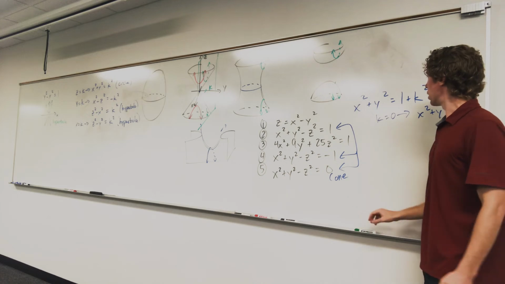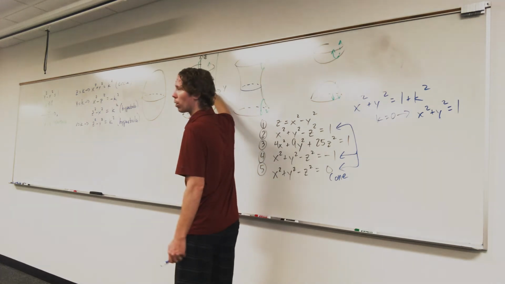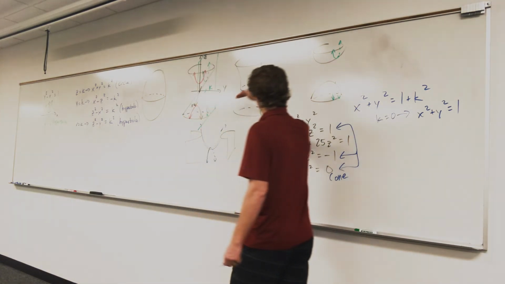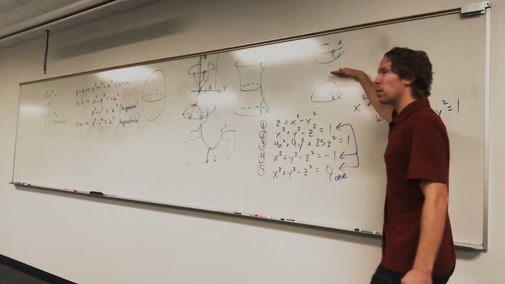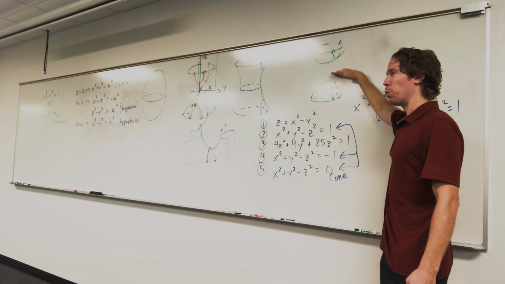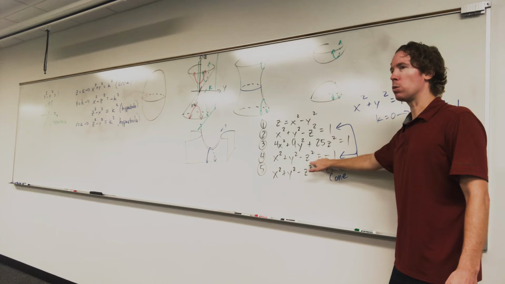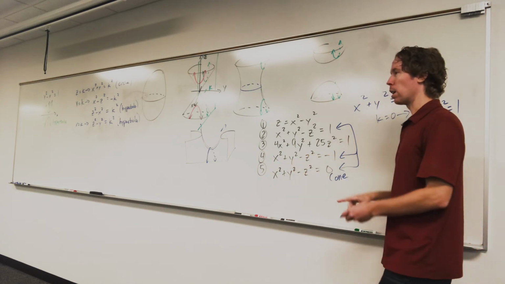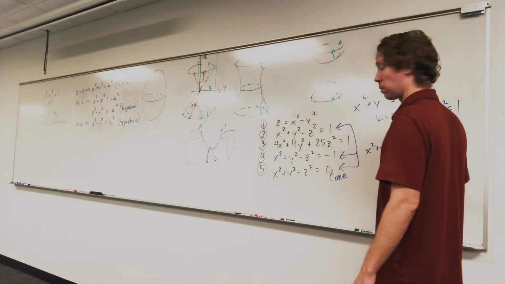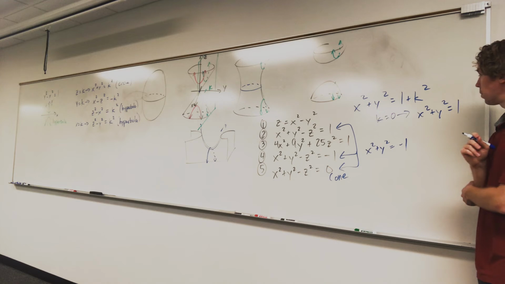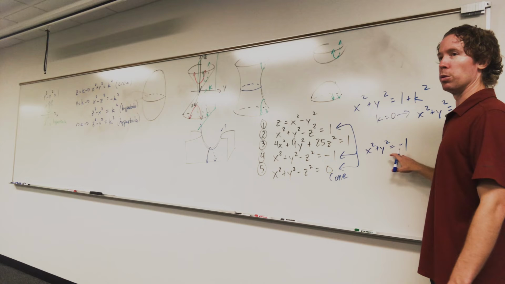But the difference is what happens when you cut with z equals k. So here, if you cut with z equals 0, you just get a point at the origin. Here, if you cut with z equals 0, you get a circle with a positive radius. Here, if you cut with z equals 0, no solution, good. And you can see that happens here. If I plug in z equals 0, x squared plus y squared is -1. So I get no solution there.